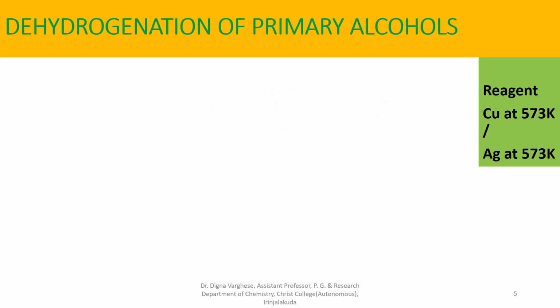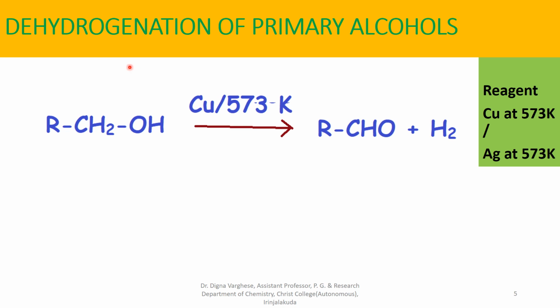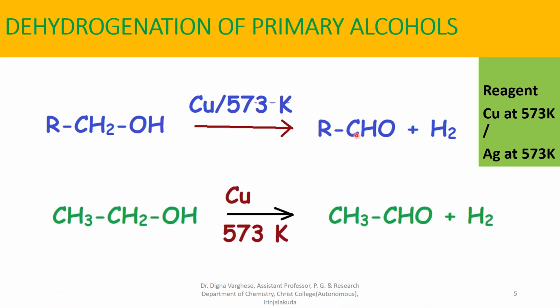The next method for the preparation of aldehyde is the dehydrogenation of primary alcohols. That is also an oxidation process. Here you can see the primary alcohol is passed over heated copper or silver at 573 Kelvin, a high temperature. The dehydrogenation, that means removal of hydrogen, forms aldehyde. Here you can see ethanol passed over heated copper or silver. It will be converted to acetaldehyde by the removal of hydrogen.